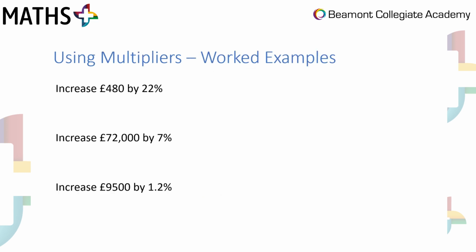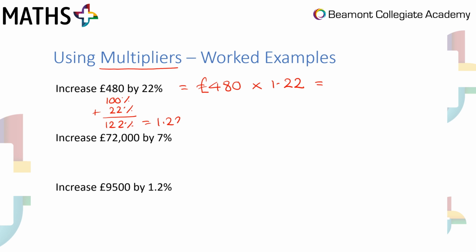Right, let's look at some examples of that then. If I want to increase £480 by 22% using a multiplier, then I do 480 multiplied by 1.22, because if I start with 100% and I add on 22%, that leaves me with 122%, and 122% as a decimal is 1.22. So here the calculation is just as important as the answer, but the answer would be £585.60.